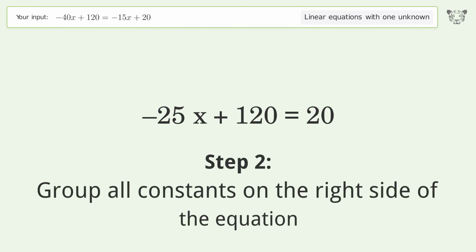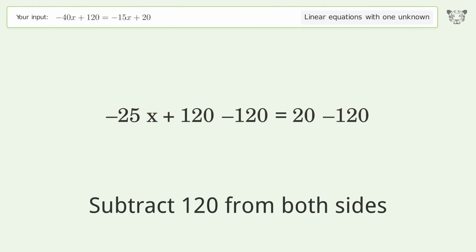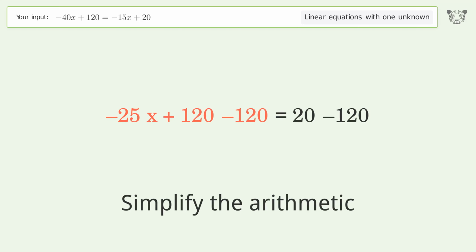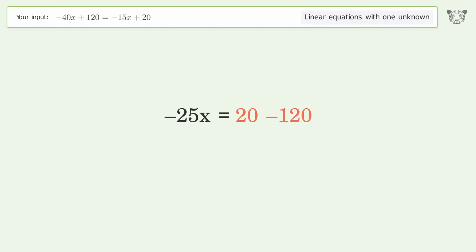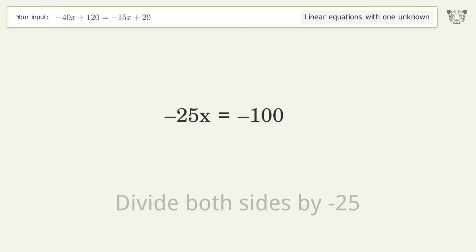Group all constants on the right side of the equation. Subtract 120 from both sides. Simplify the arithmetic. Isolate the x. Divide both sides by -25.